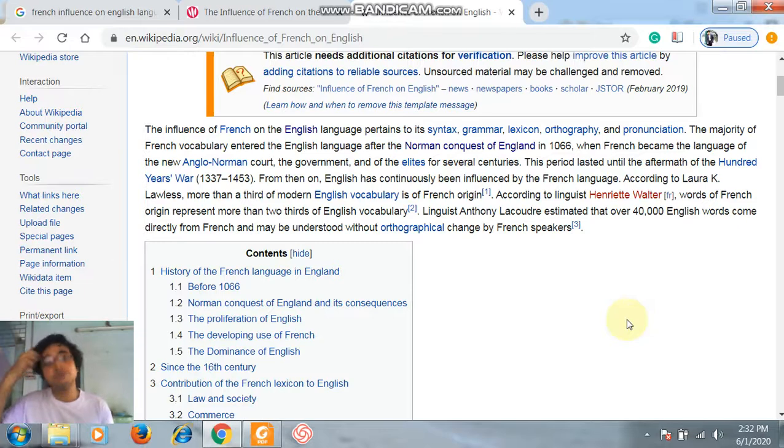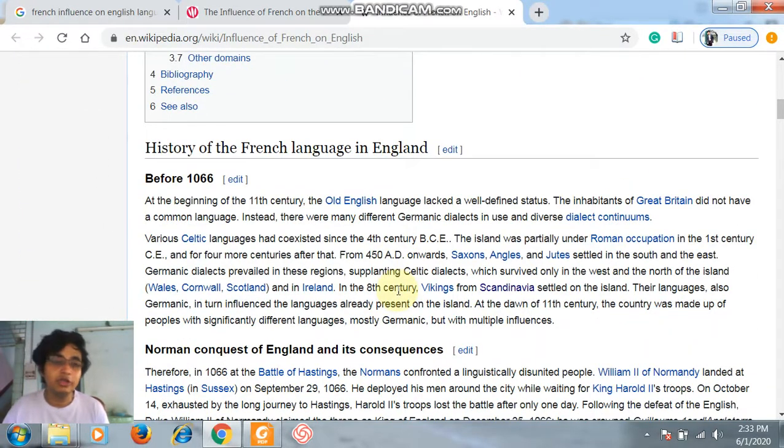Of course, the influence of the French language upon the English began around 1066, at the time of the Norman conquest of England, when William the Conqueror, William the Duke of Normandy, invaded Britain. Then French became the language of the Anglo-Norman court, the language of the government, administration and the elites for several centuries, until the aftermath of the Hundred Years War, from 1337 to 1453.